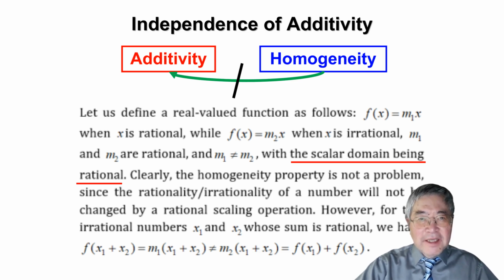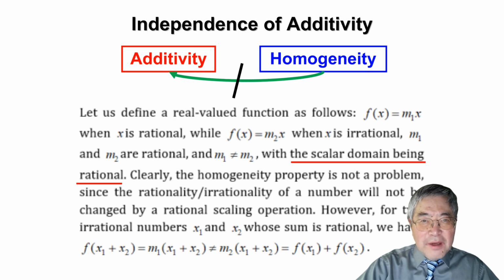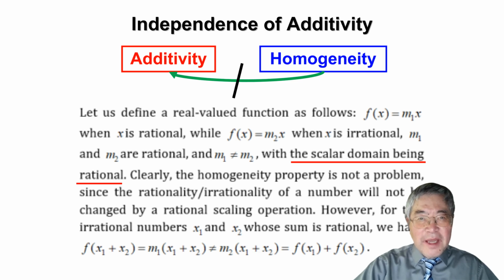Since we're only scaling inputs by rational numbers in this example, the homogeneity property holds. That's because multiplying by a rational scalar doesn't change whether the input is rational or irrational, so the function scales consistently. But here's how additivity breaks down. If we had two irrational numbers, x1 and x2, whose sum happens to be rational, the function behaves differently on the sum compared to the sum of the individual function values.